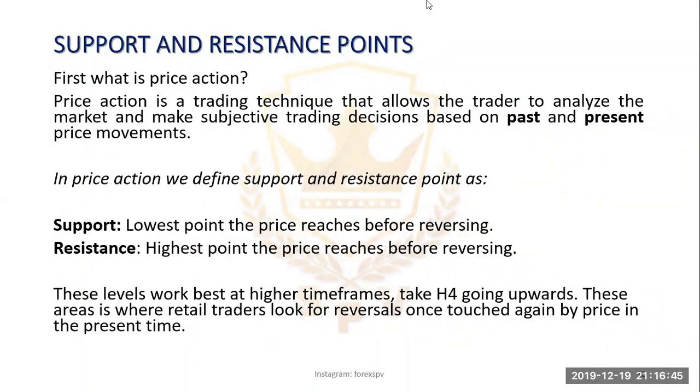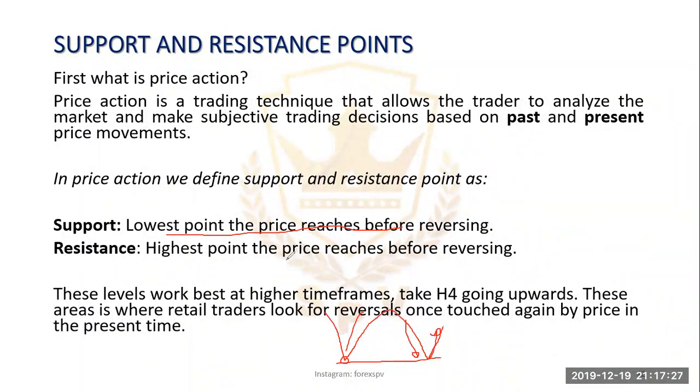And for you to draw a good support or a good resistance line, you need to use the line chart. So you don't use the candlestick chart when drawing these support and resistance points. For a support area to be called a support, price needs to touch that area twice. So it's called a support: the lowest point the price reaches before reversing. This was the lowest point reached, then price reversed. It came back to that same point and then it reversed.